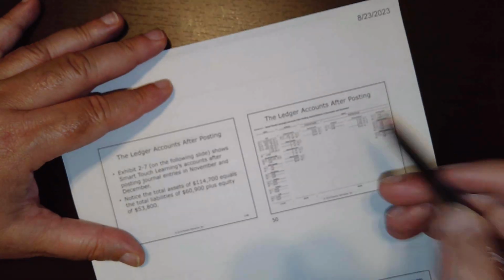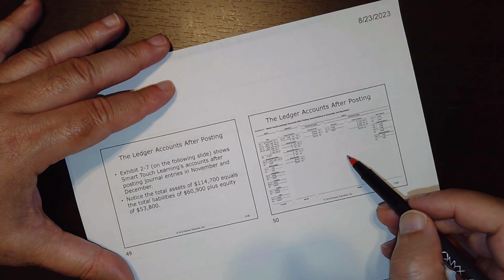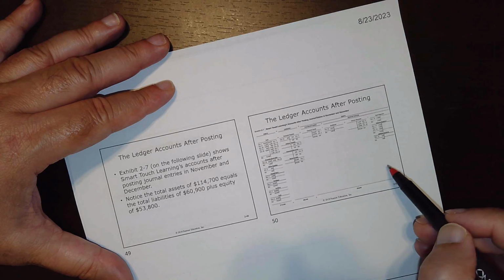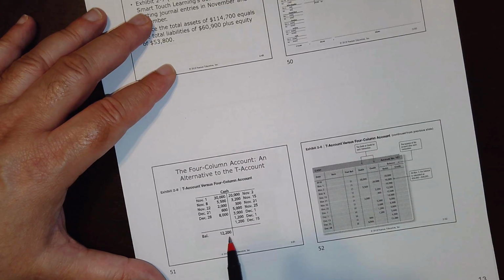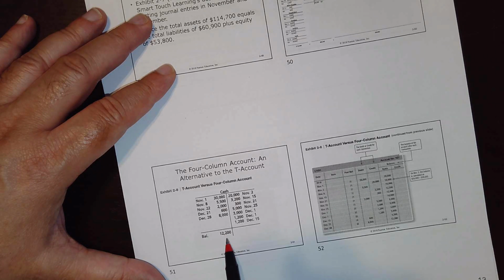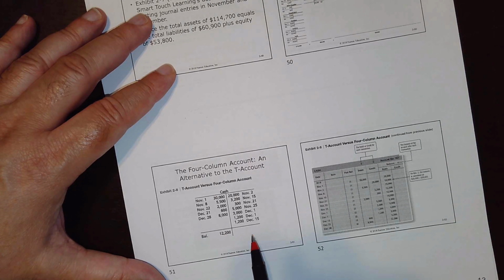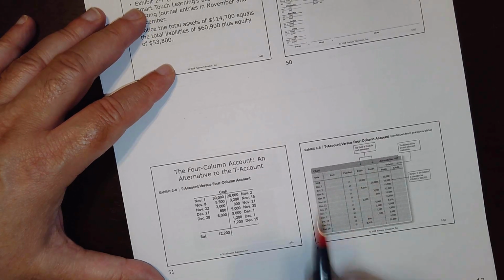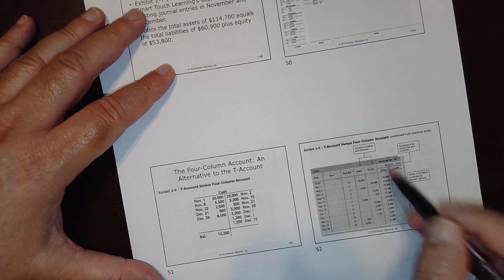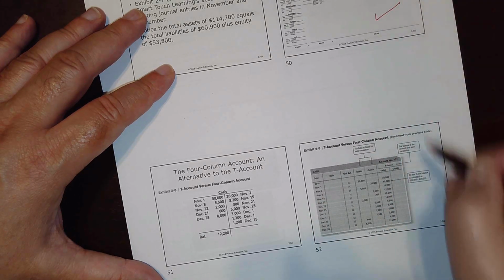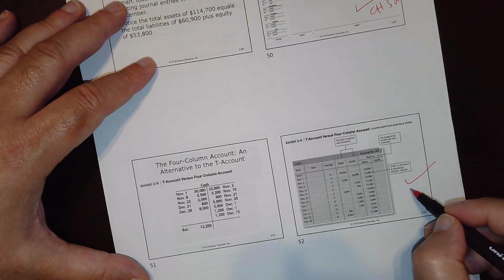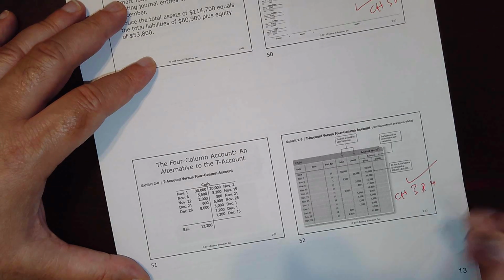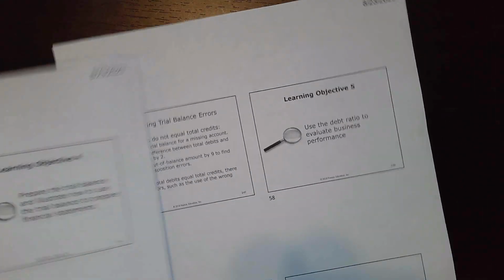And then it talks about the ledger after posting. That's the balance of each account. And these are the four-column account and alternative to the T account. I would not suggest we do this because I want you to stay with the T account in this class. We will discuss these things in chapters 3 and 4. Okay.